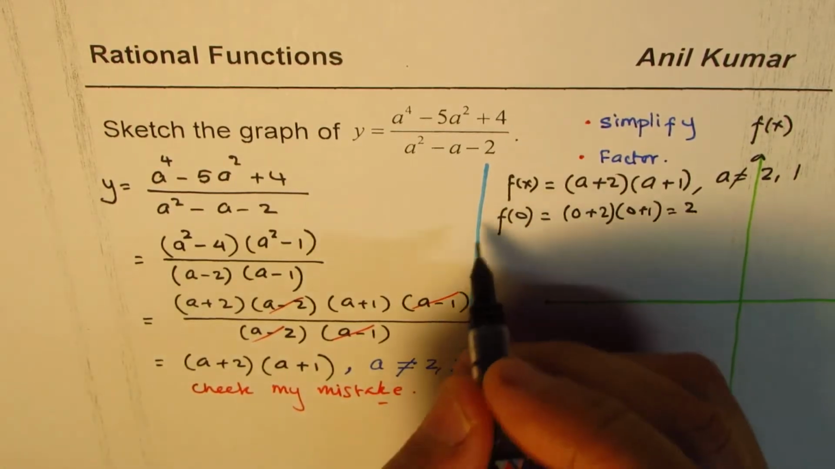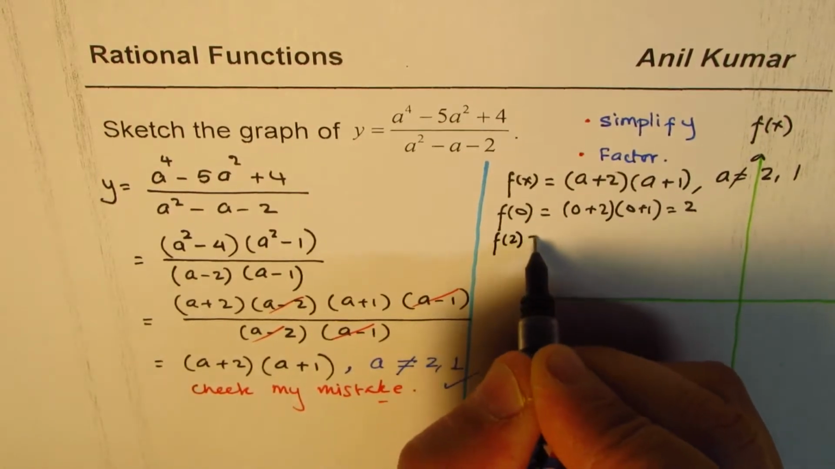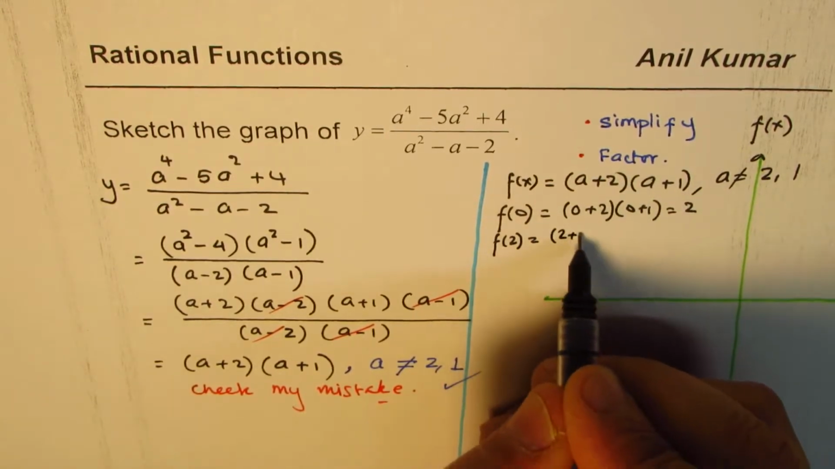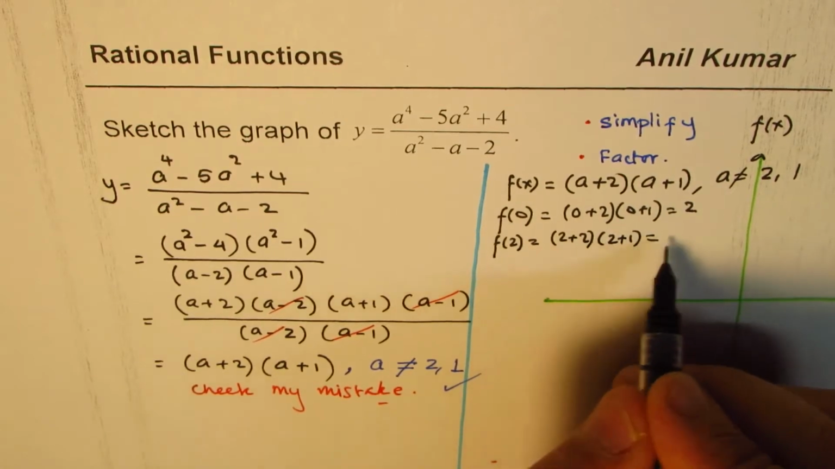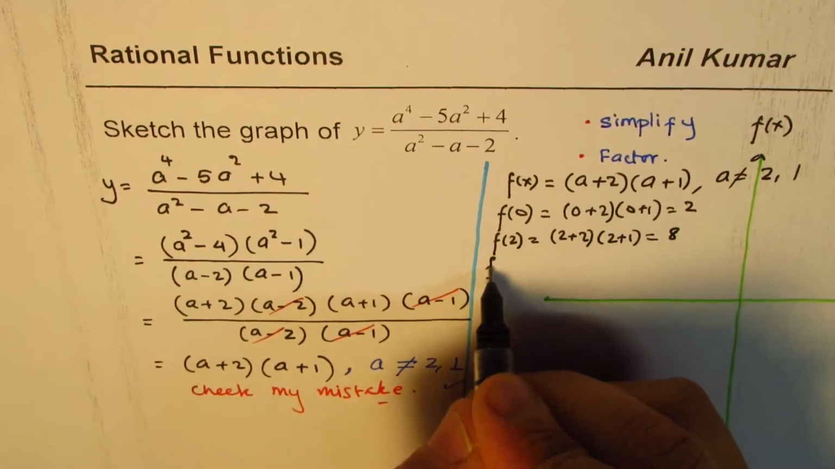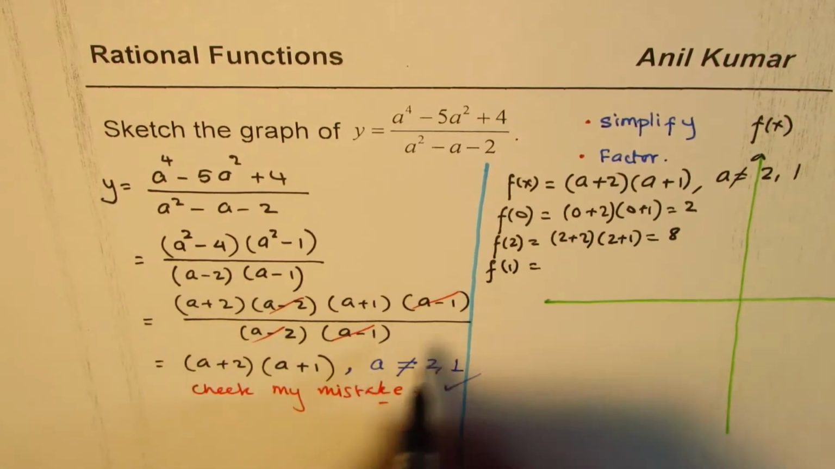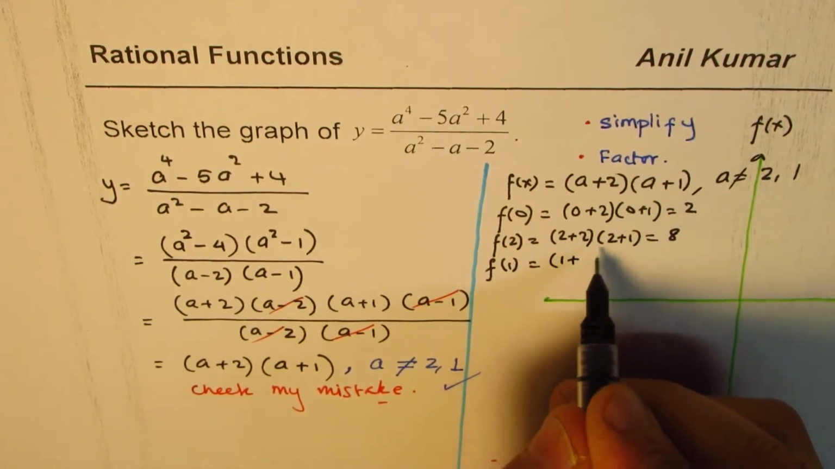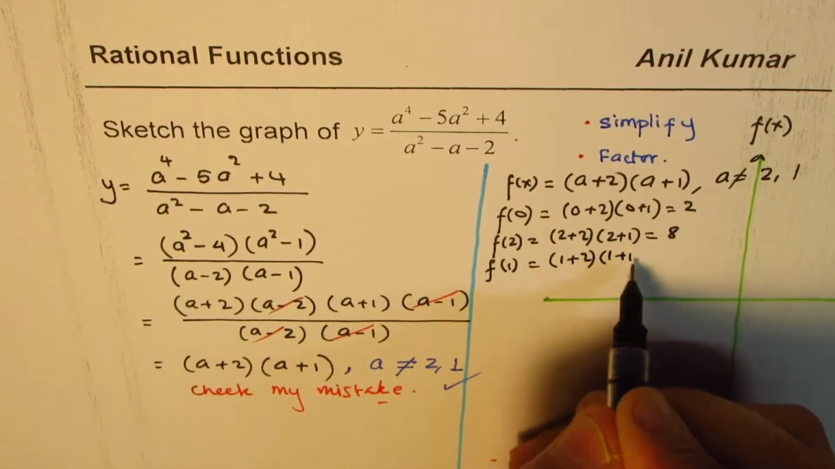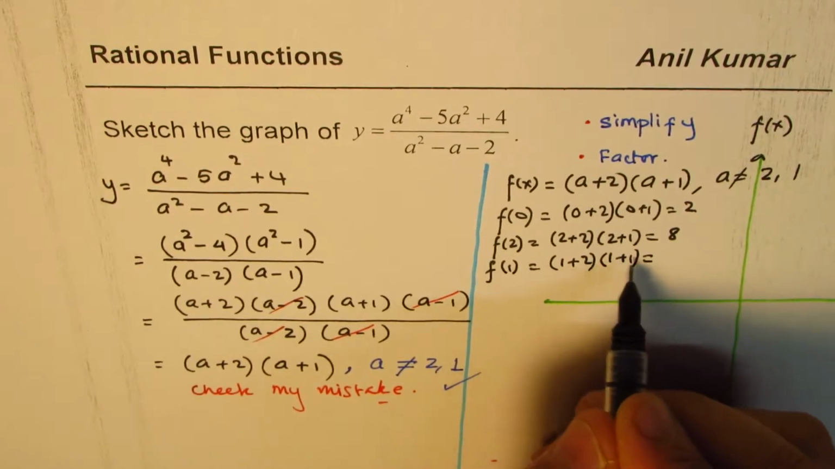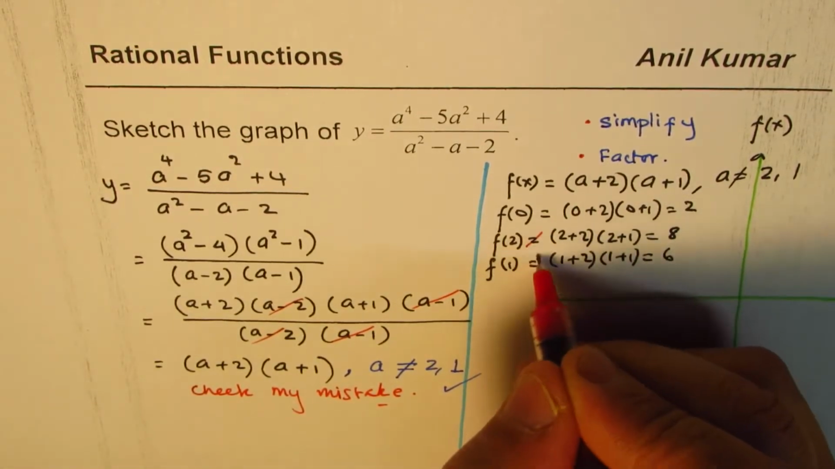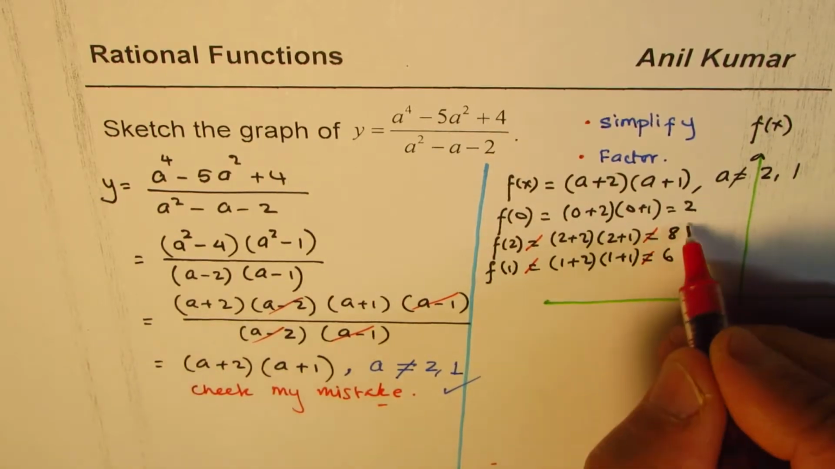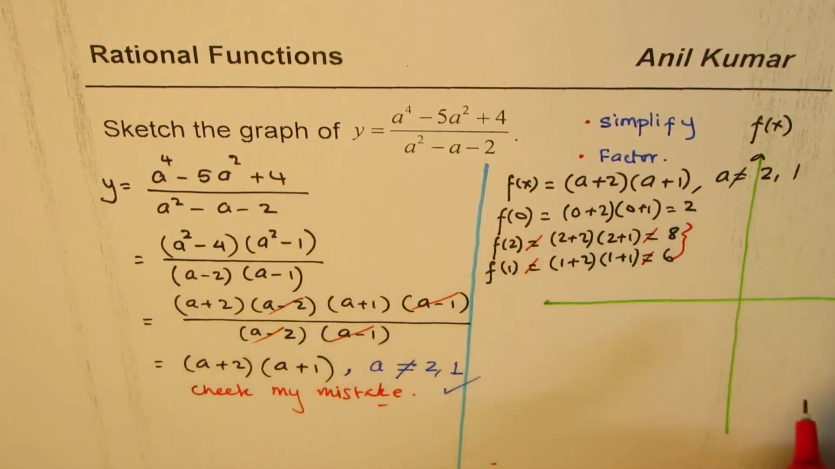So if I write 2 here, I get 2 plus 2 times 2 plus 1, which is 2 plus 2 is 4, 4 times 2 is 8. And then f of 1 is equal to, if I write 1 here, I get 1 plus 2 times 1 plus 1, which is 3 times 2, 6, right? So you should remember that this is not equal to this. Is it okay? So these two are holes for us.